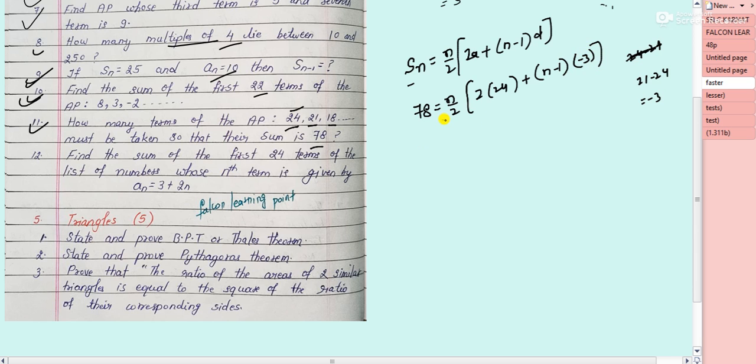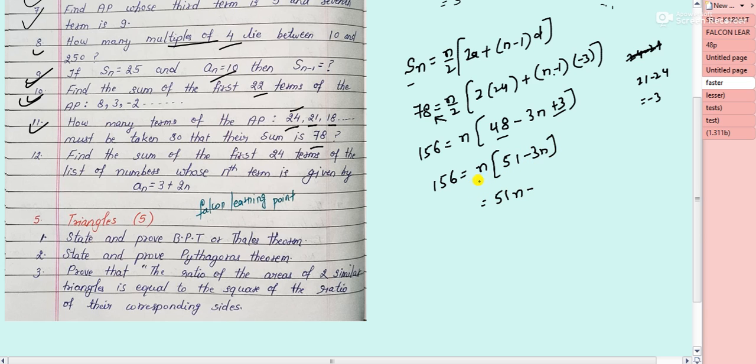So solve this. Bring this to LHS. So it will get multiplied: 8 twos are 16, 7 twos are 14, 1, 156, which is equal to n. Here you will get 48. Here minus 3n. Minus into minus is plus 3, correct? So 156 is equal to n into (48 plus 3, which is how much? 51), correct? Yes, minus 3n. So remove the bracket. This becomes 51n minus 3n square, and here it is 156.